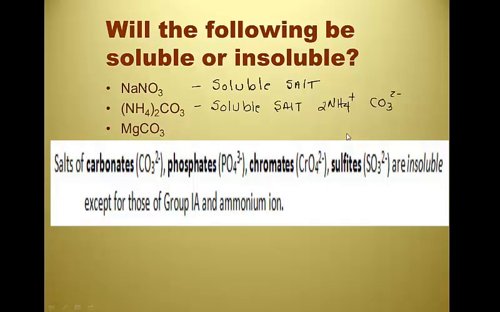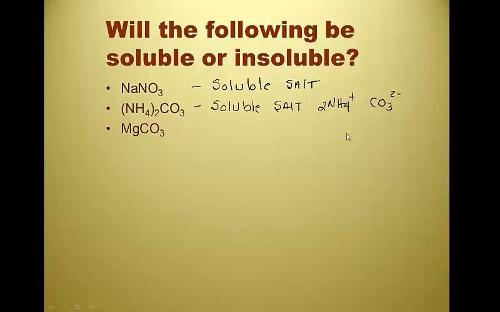According to the solubility rules, the salts of carbonates, phosphates, chromates, sulfites, and I'm just reading it right off the list, are insoluble, meaning they will not dissociate into ions, except for group 1A and ammonium ions. Well, magnesium is not group 1A, nor is it the ammonium, so this particular carbonate is going to be insoluble in water and will not dissociate into its ions, will stay a solid.